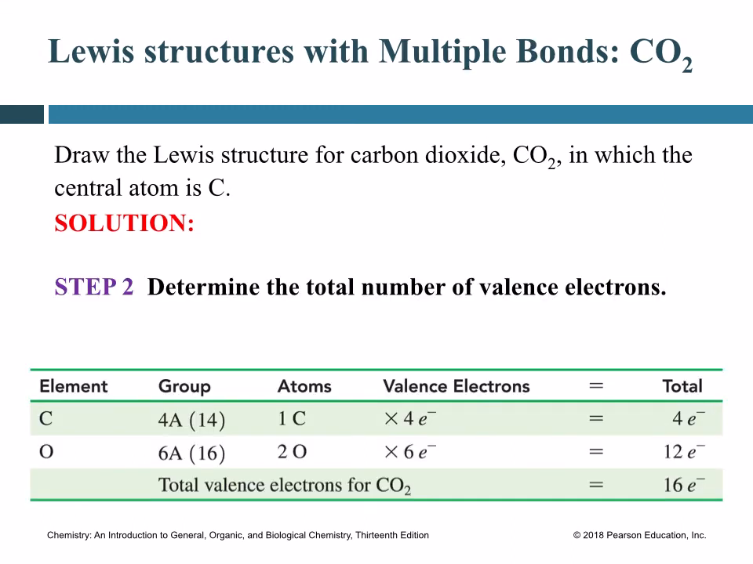Step 2, determine the total number of valence electrons. Remember, the group number is the same as the valence electrons. So carbon, which is in group 4A, has 4 valence electrons, while oxygen, which is in group 6A, has 6 valence electrons. Since we have 2 oxygen atoms and 1 carbon atom, the total number of valence electrons is 16.